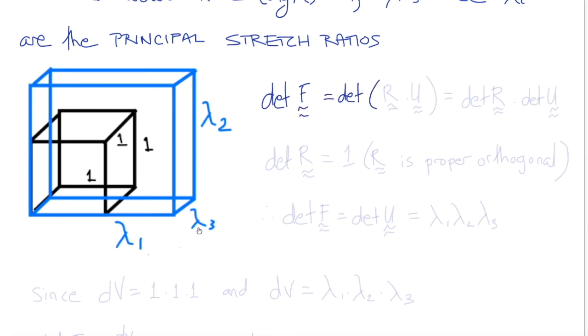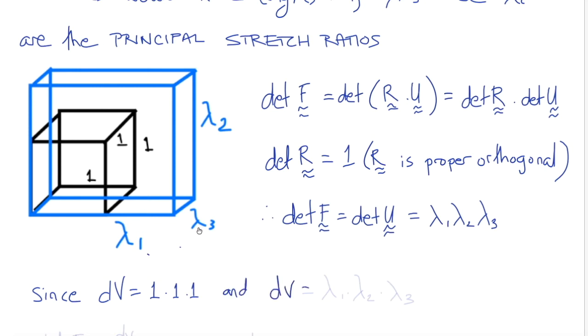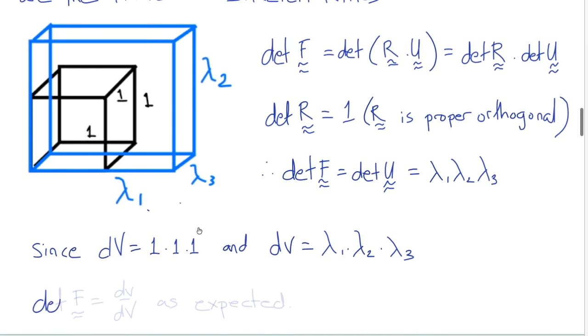The determinant of F from the polar decomposition theorem is also the determinant of R times U, which equals the determinant of R times the determinant of U. Now, R is an orthogonal rotation tensor, and so its determinant is 1, meaning that the determinant of F must equal the determinant of U, which in this case would be the product of the principal stretches, lambda 1, lambda 2, lambda 3, which of course is the deformed volume of our original unit cube, which had undeformed volume of 1 by 1 by 1. And therefore the ratio of the deformed volume to the undeformed volume, lambda 1, lambda 2, lambda 3, is the determinant of F, as we expected.